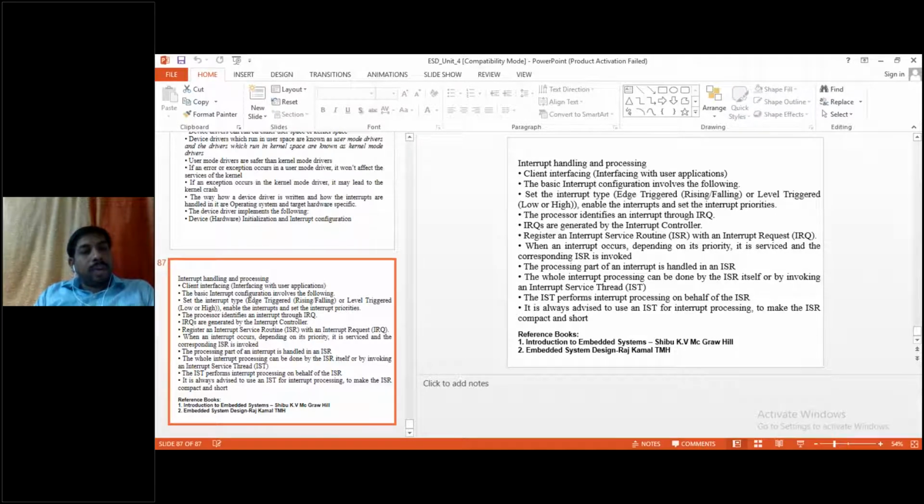The whole interrupt processing can be done by the ISR itself or by invoking an interrupt service thread. The IST performs interrupt processing on behalf of the ISR. It is always advised to use an IST for interrupt processing and to keep the ISR compact and short.